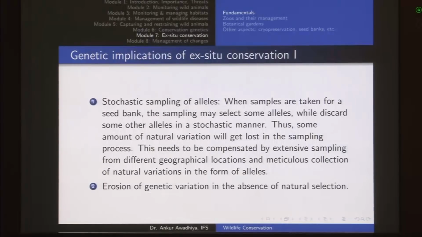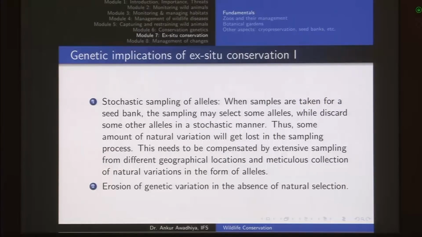But as we saw before, inbreeding is a major issue and there are also some other genetic implications of ex situ conservation. One is the stochastic sampling of alleles. When samples are taken for a seed bank, the sampling may select some alleles while discarding other alleles in a stochastic manner, so it is doing this in a random manner. Thus some amount of natural variation will get lost in the sampling process, and this needs to be compensated by extensive sampling from different geographical locations and meticulous collection of natural variation in the form of alleles.